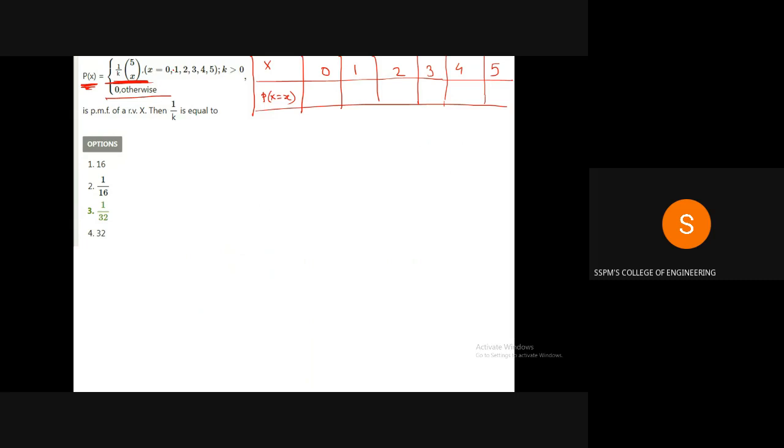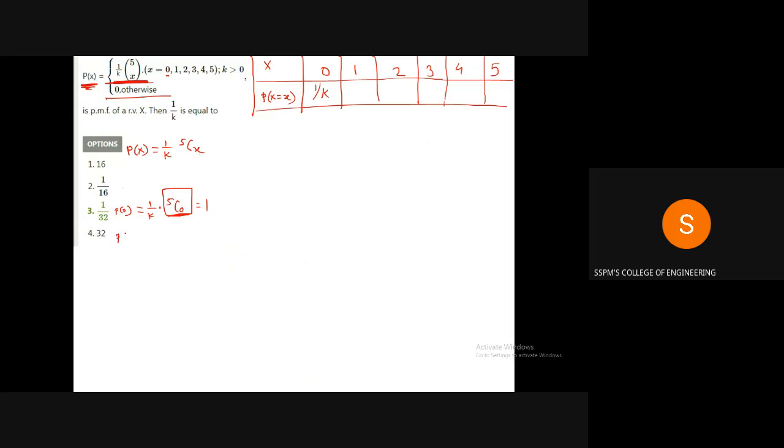It is 5Cx, so P(x) is equal to 1 by k into 5Cx. For the first value, x equal to 0, it is 1 by k into 5C0. What is 5C0? The value of 5C0 is always 1. So we have probability equal to 1 by k.